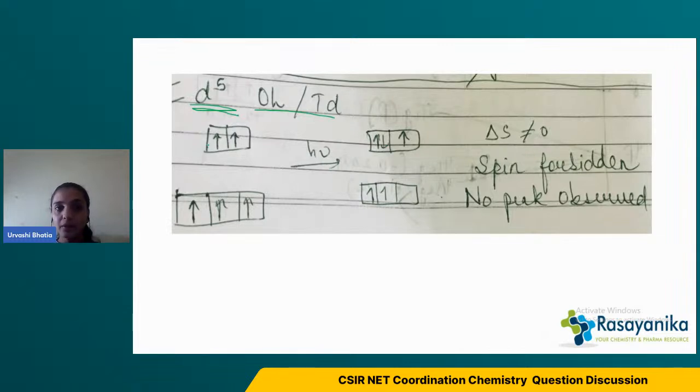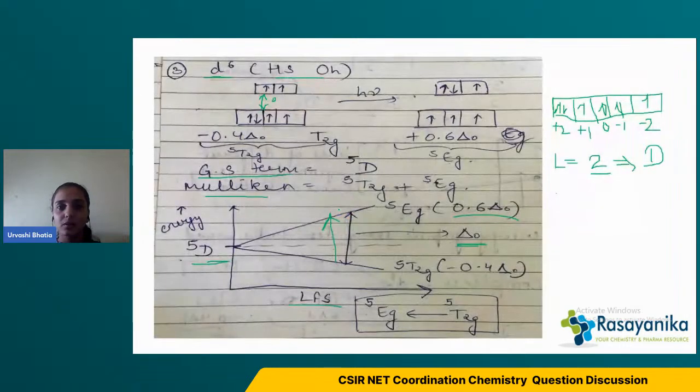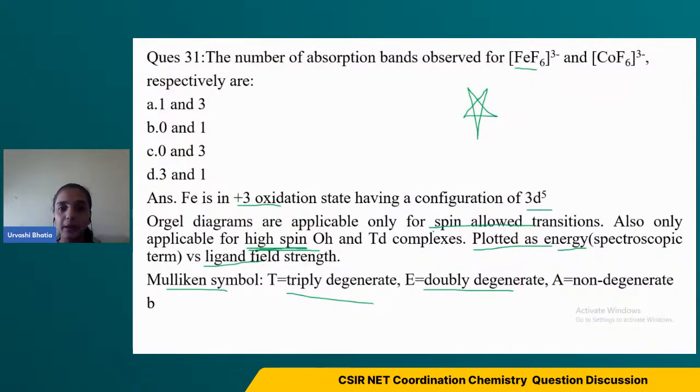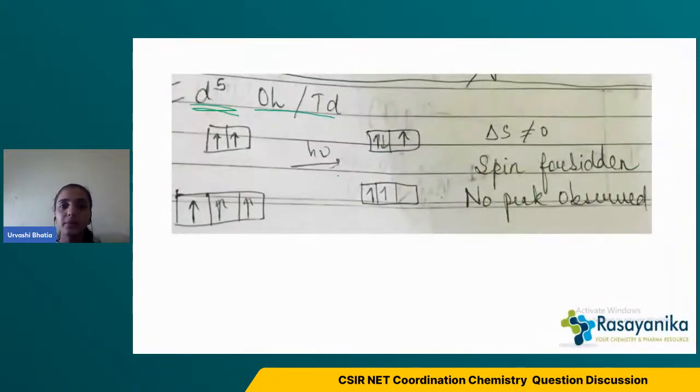Now here the spin was 5/2, one half into 5, right? And here it is 3/2. As the spin has changed, you can see that Orgel diagrams are applicable only for spin allowed transitions. Here the spin has changed from 5/2 to 3/2. So ΔS is not equal to 0. 3/2 minus 5/2 will not be equal to 0. So this is spin forbidden, right? Spin forbidden. So no peak will be observed for the d5, octahedral or tetrahedral.